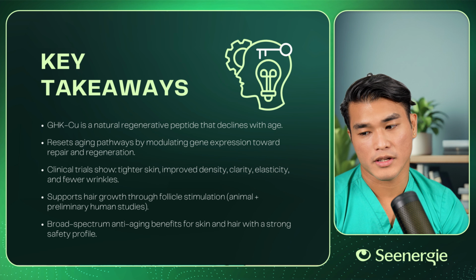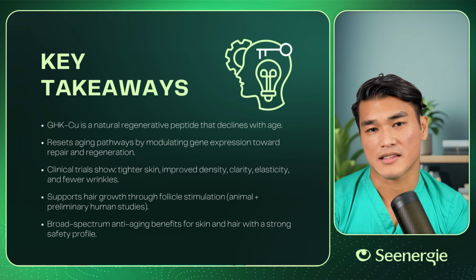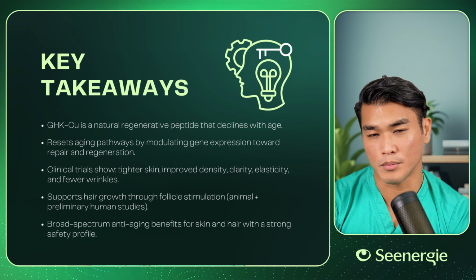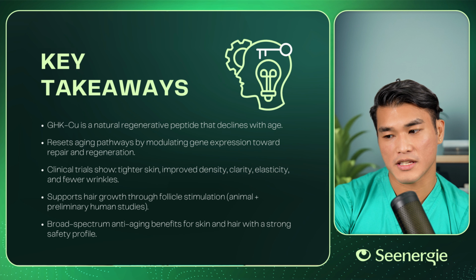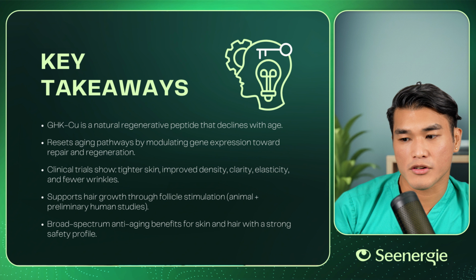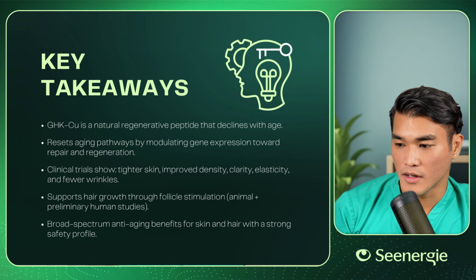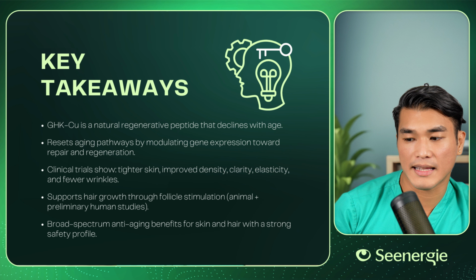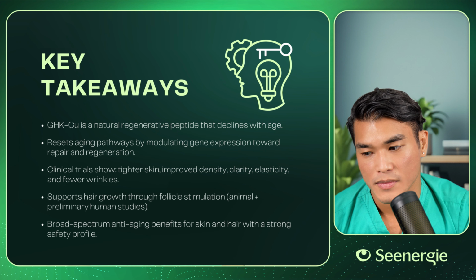But what are the key takeaways for GHK-Cu? GHK-Cu is a natural regenerative peptide. It's just that its levels decline with age. So why do you want to supplement with it? It's to bring those levels back up. It modulates your gene expression to reset aging-related pathways, pushing them towards repair and regeneration. Clinical trials have consistently shown skin tightening, improved density and clarity, elasticity, as well as wrinkle reduction.